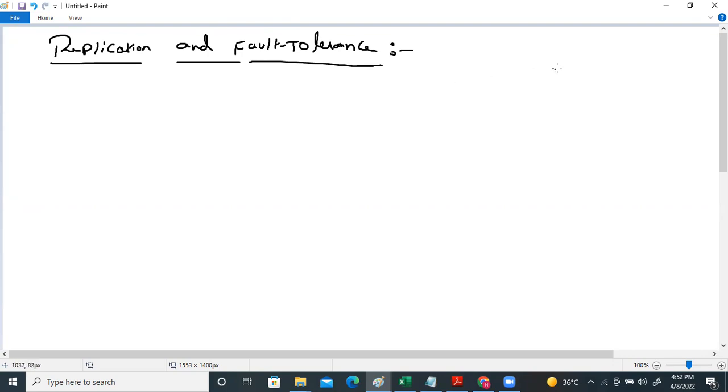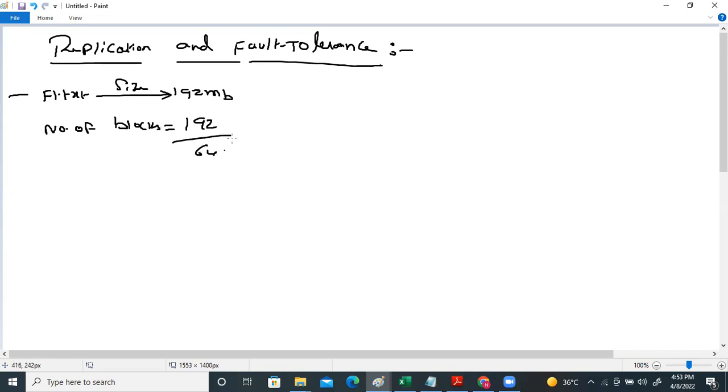Replication and fault tolerance, right? f1.txt file. The size, assume it is 192 MB. Number of blocks, 192 by 64. Exactly, we'll get 3 blocks, right? 64, 64, 64 is 192. Okay, 3 blocks. B1, B2, and B3.